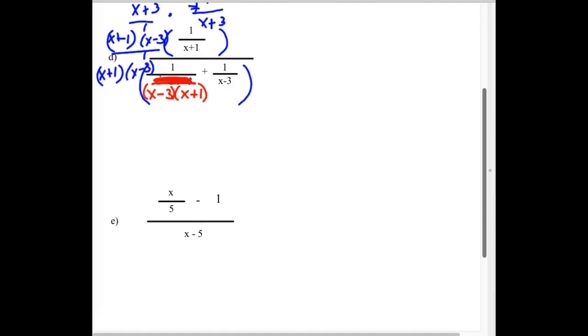Now, it looks like that's going to make things really complicated, but remember, those denominators are going to drop out. So if we distribute to this top half of our complex fraction, we are taking x plus 1 times x minus 3, and we're multiplying it to 1 over x plus 1. So what disappears? The x plus 1. What do we have left? X minus 3 times 1, which is just x minus 3.